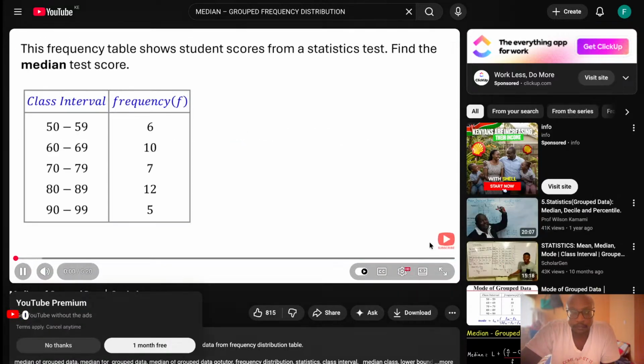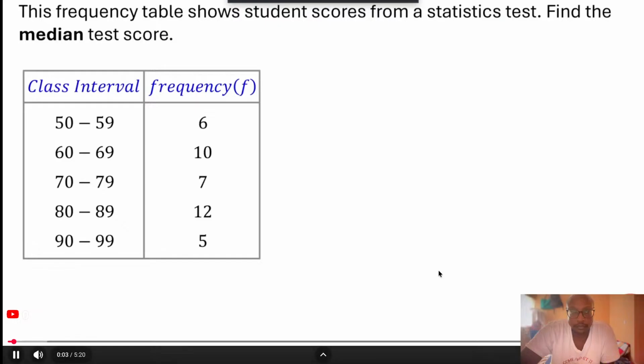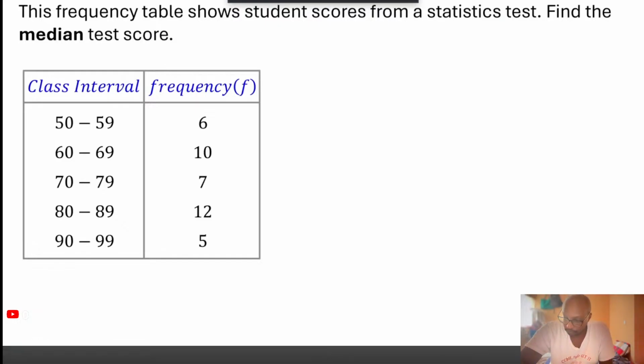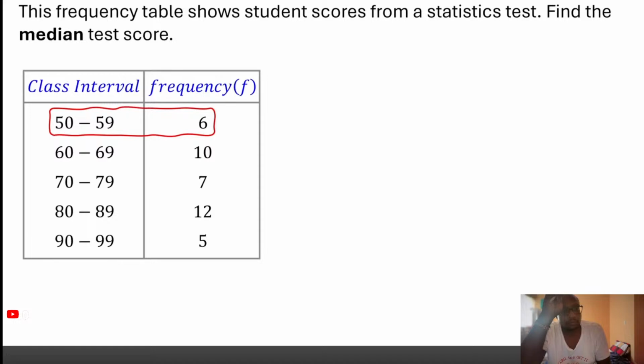In this lesson, you will learn how to calculate the median of grouped data from a frequency distribution table. The table shows the scores of students in a statistics test. The first column lists class intervals, which represent score ranges. For example, the first class represents students who scored between 50 and 59. The second column lists the frequency, which tells us how many students scored in each interval. For instance, in the 50 to 59 interval, the frequency is 6. This means 6 students scored between 50 and 59.